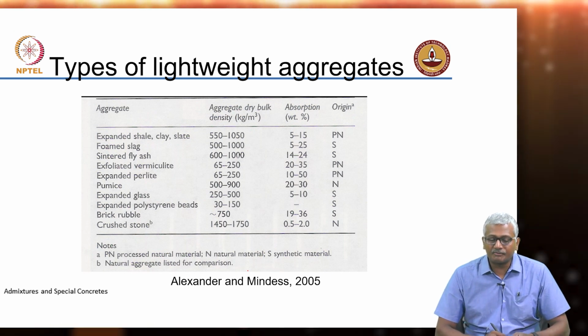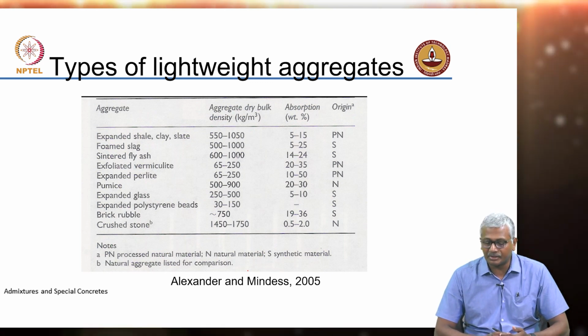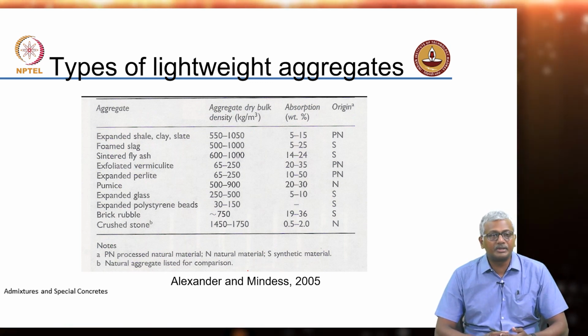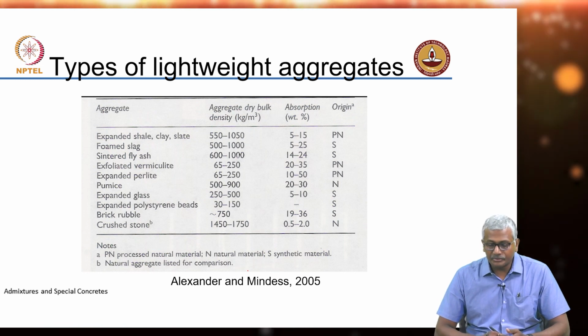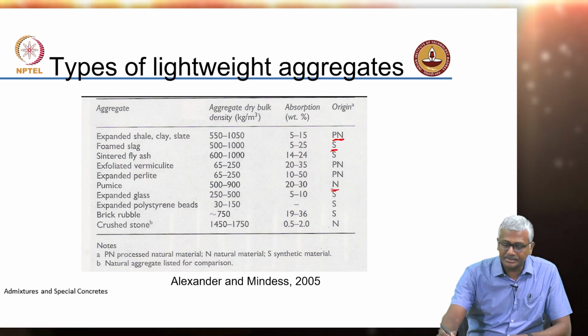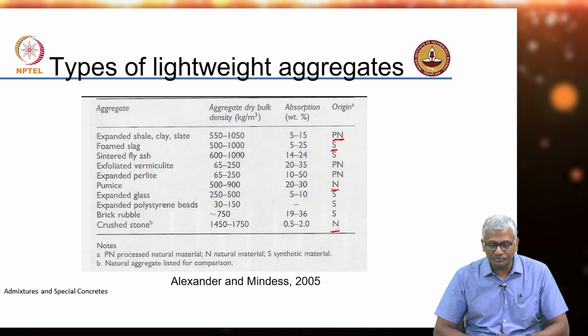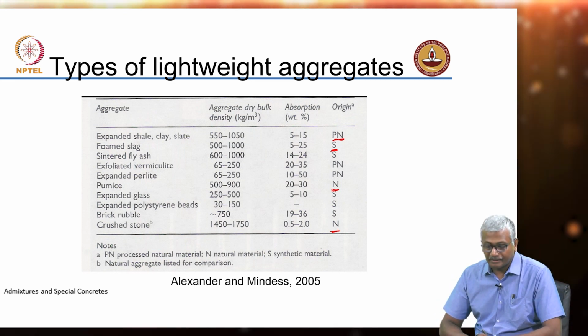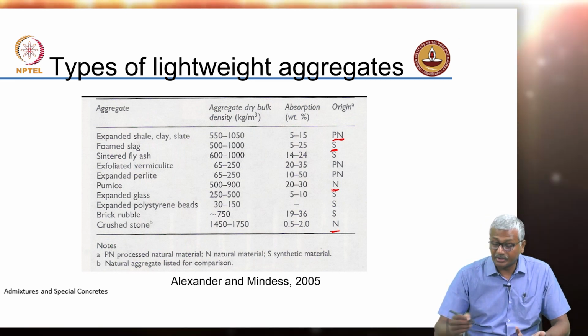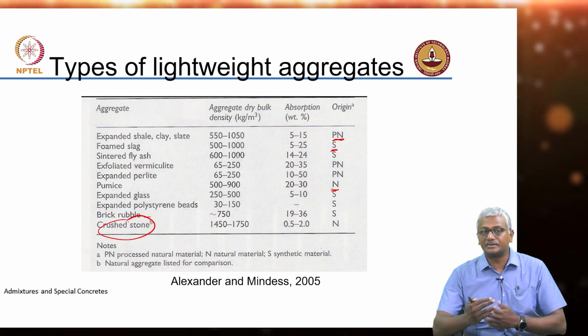So, some properties of lightweight aggregates are given here. So, the densities and the absorption levels that you can actually get, and how the aggregate is obtained. So, processed natural PN, S is synthetic, N is natural. So, pumice and crushed stone obviously is natural. Crushed stone is just listed for comparison of the properties.